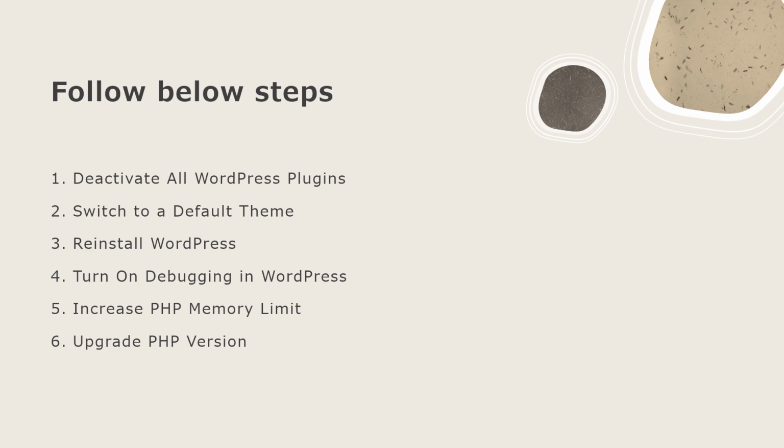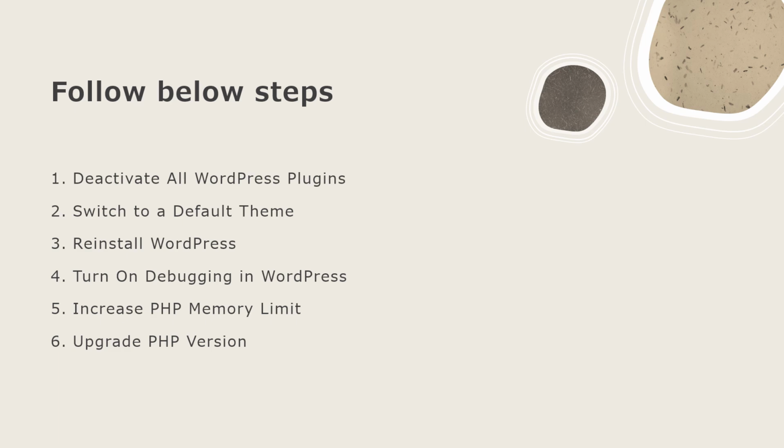Next step is to increase the PHP memory limit. Sometimes your hosting web server is like any other computer and it needs memory to efficiently run multiple applications at the same time. If your server doesn't have enough resources to run PHP, then it may crash or become unresponsive. And this could trigger a critical error in your WordPress website.